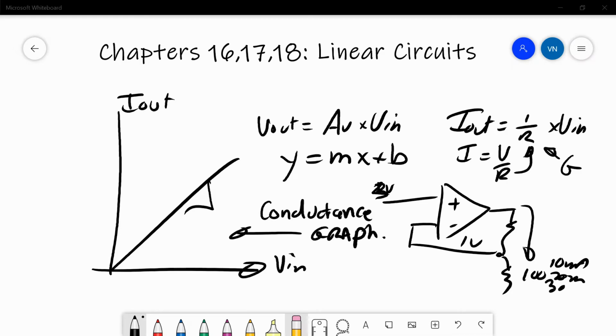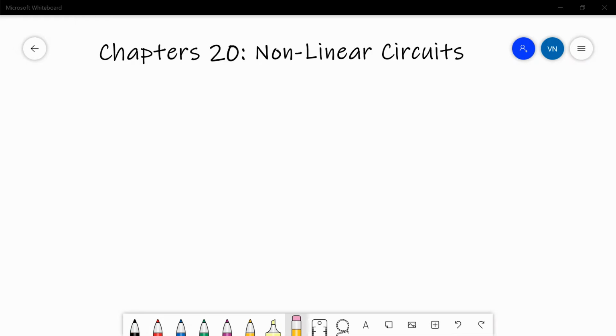So a linear circuit may be a straight gain where it goes volts to volts, or it could also do a conversion where it goes volts to amps or amps to volts. But a linear circuit means that the relationship between the input and output is multiplied by something, and what you've got is a linear relationship between the two. Chapter 20 deals with nonlinear circuits. In a nonlinear circuit, the output is not always a straight multiple of the input.